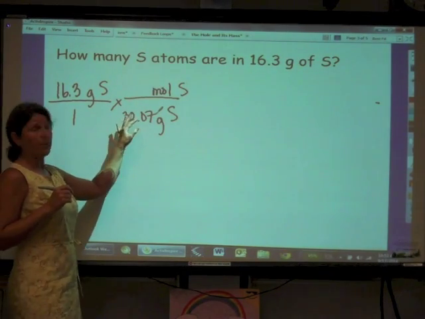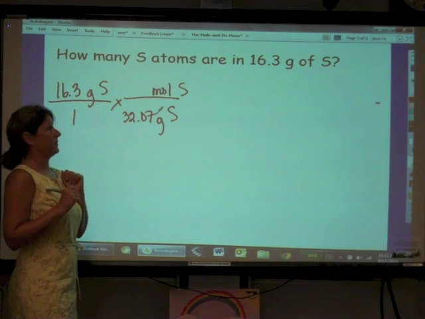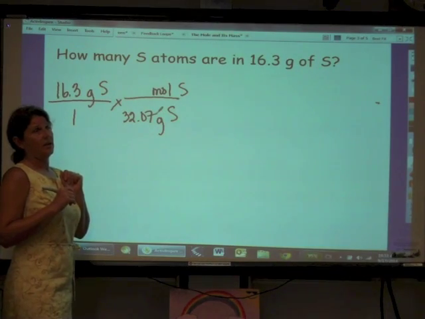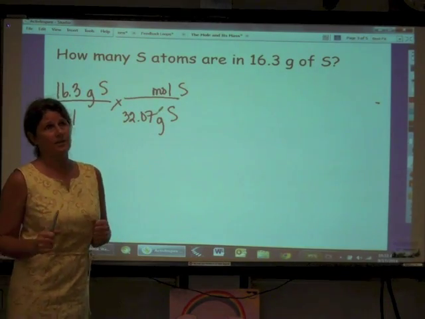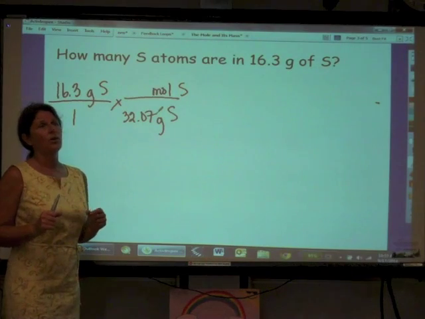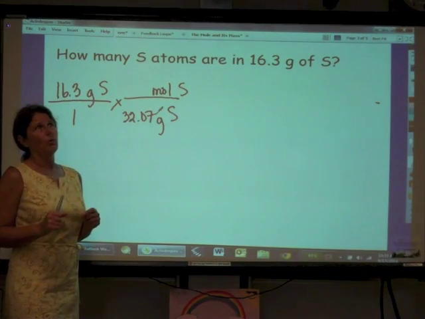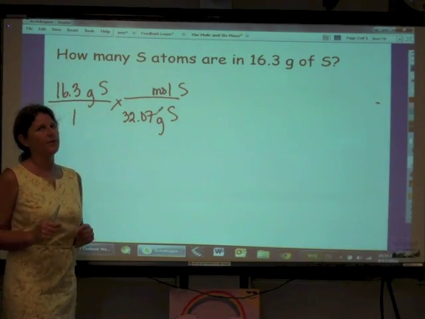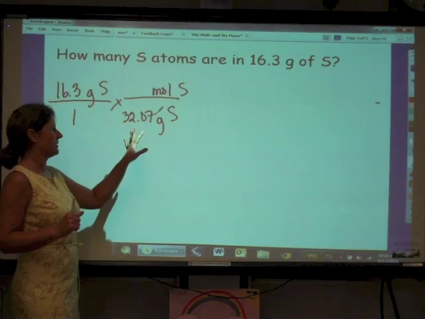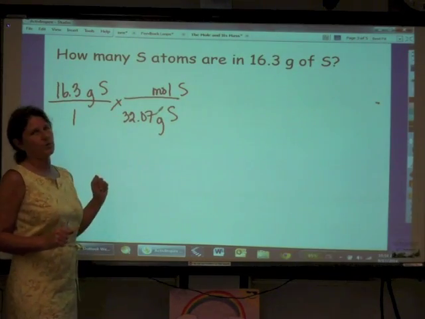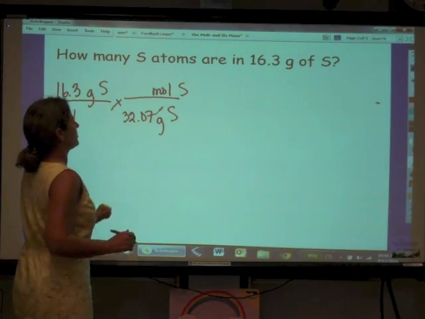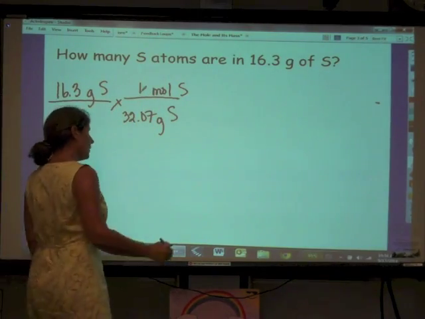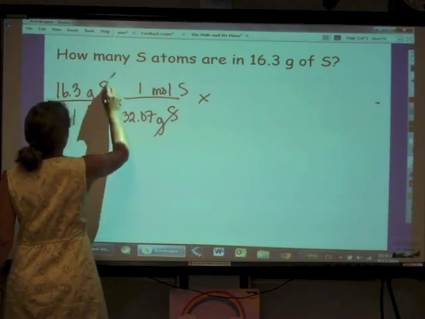Okay, the number always goes with the grams. It's like the number per dozen. There's not 1 egg in 12 dozen. There's 12 eggs in 1 dozen. Okay, it's the same with this. The numeral always goes with the grams. 32.07 grams per mole, for 1 mole. All right, so now our grams can cancel.